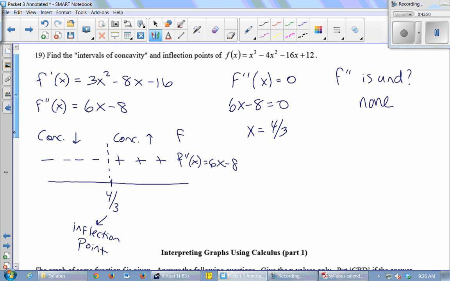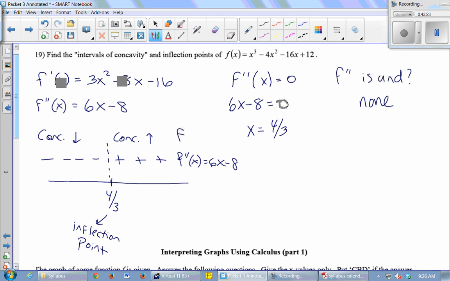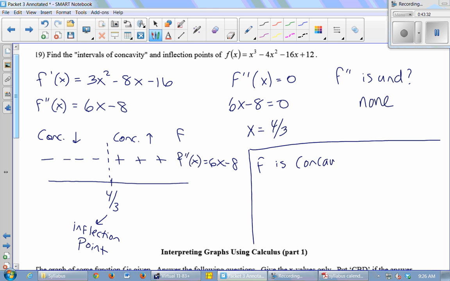All right, so what they asked me to find is intervals of concavity. So I'm just going to write my answer as a sentence. I would say f is concave down on the interval -∞ to 4/3, and f is concave up on the interval 4/3 to infinity. So 4/3 is the place where you change concavity. It's an inflection point.